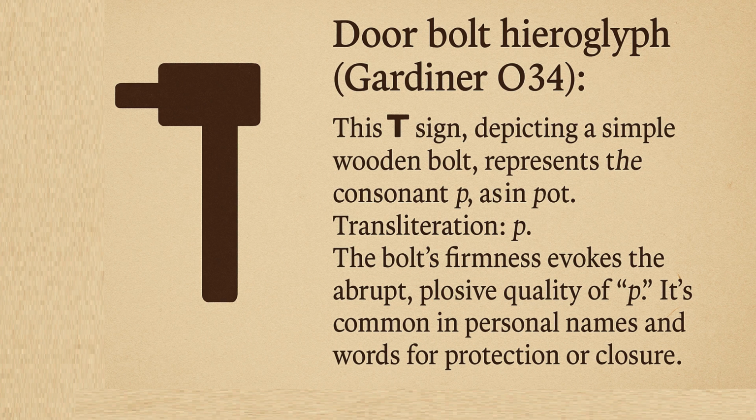19. Doorbolt hieroglyph, Gardiner O34. This sign, depicting a simple wooden bolt, represents the consonant P, as in pot. Transliteration, P. The bolt's firmness evokes the abrupt, plosive quality of P. It's common in personal names and words for protection or closure.